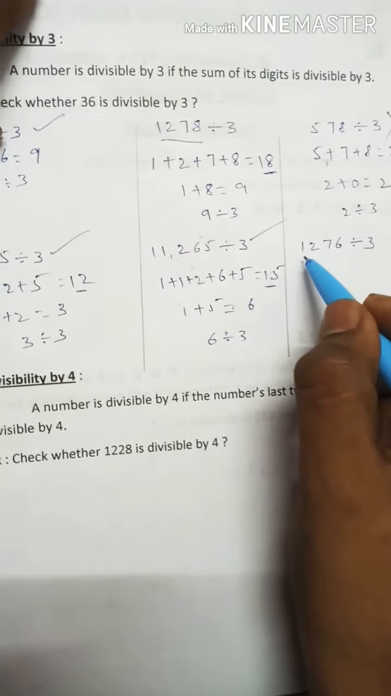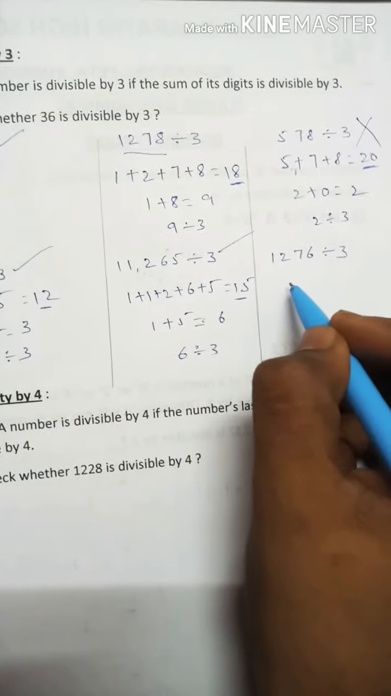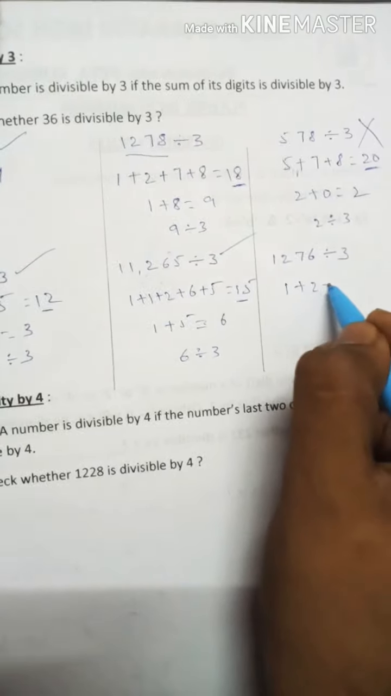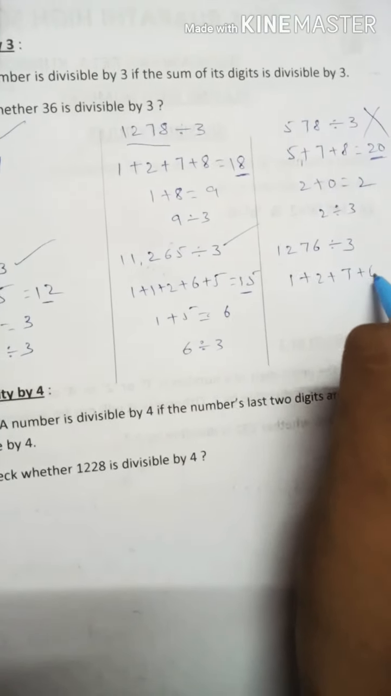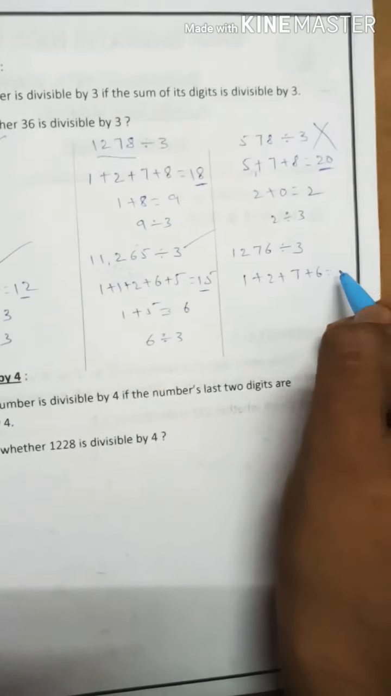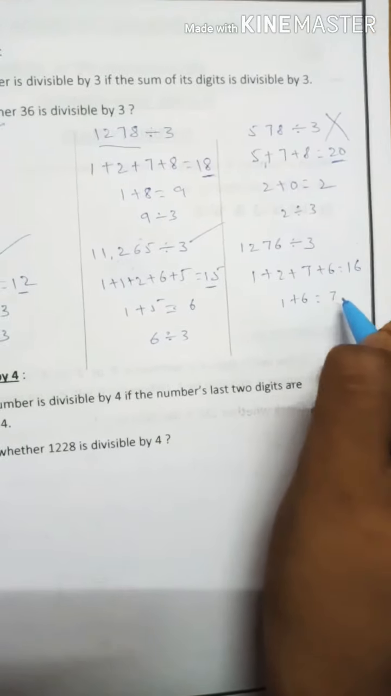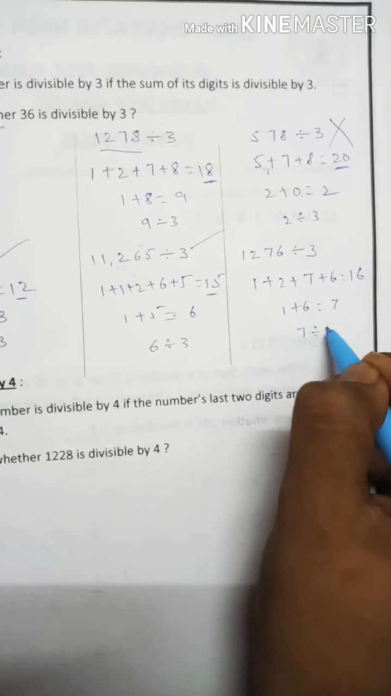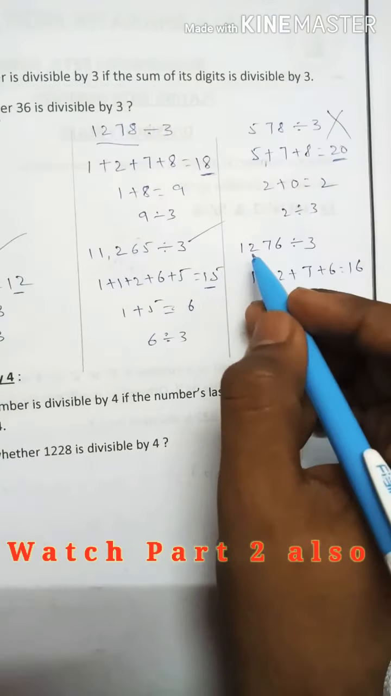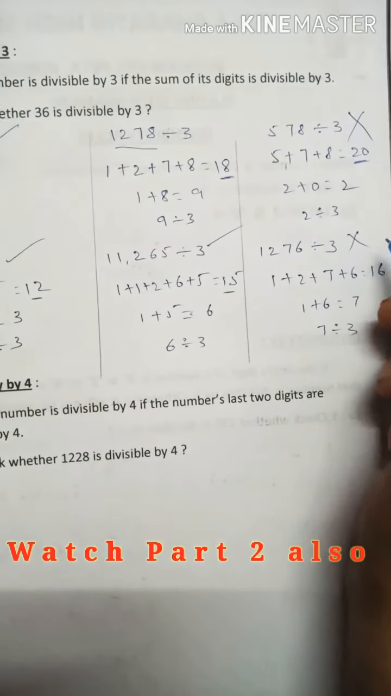One more example. 1276. Is 1276 divisible by 3? Let us see. 1 plus 2 plus 7 plus 6. 1 plus 2, 3. 3 plus 7, 10. 10 plus 6, 16. Again 1 plus 6 equal to 7. Is 7 divisible by 3? No. Therefore 1276 is not divisible by 3. The answer is no.